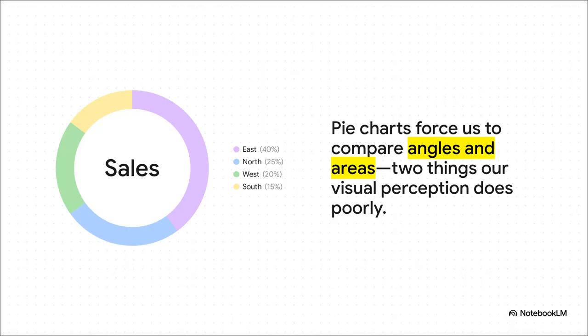So, let's look at a classic offender: the pie chart. Remember that ranking table? Pie charts force our brains to compare angles and areas, two of the things we are just notoriously bad at. Looking at this, can you tell for sure if the north slice is bigger than the west slice without reading the labels? It's tough, and that defeats the whole point of a visual chart.